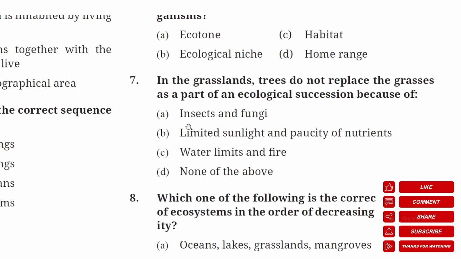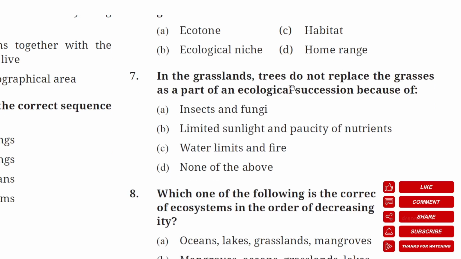Question number 7. In the grasslands, trees do not replace the grasses as a part of an ecological succession because. So you should know about the ecological succession, different types of ecological succession, primary, secondary, climax, etc. And what is the basic explanation that is very important here. Okay. So in the grasslands, trees do not replace the grasses. The reason behind that, sir.